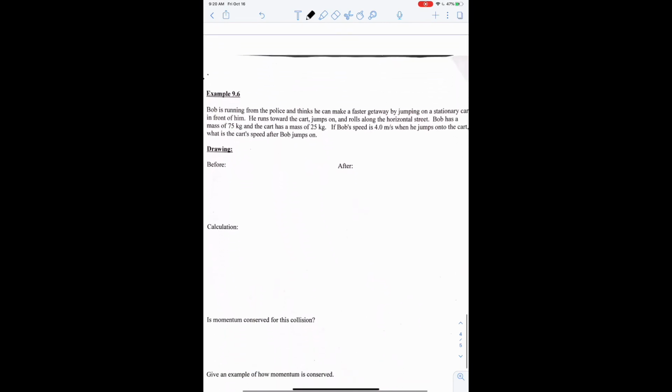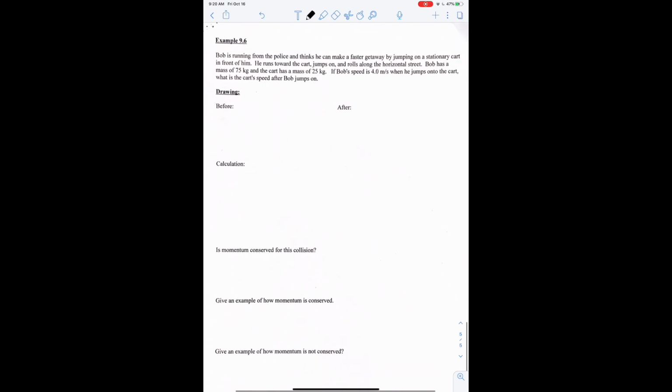Okay, so it says Bob is running from the police and he thinks that he can make a faster getaway by jumping on a stationary cart in front of him. He runs towards the cart and jumps on it and rolls along the horizontal street. Bob has a mass of 75 kilograms. The cart has a mass of 25. If Bob's speed is 4 meters per second when he jumps into the cart, what is the cart's speed after Bob jumps on? All right, so let's go ahead and write this out.